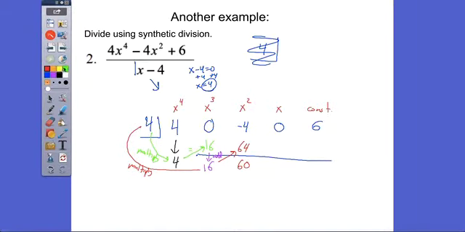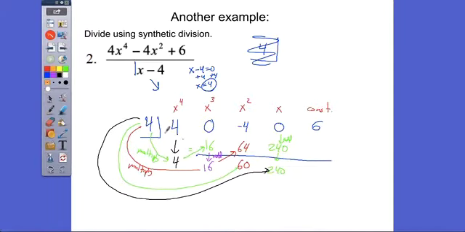And now we perform our multiplication again. 4 times 60 would be 240. Again, we add down, add these two, put the result down here. Again, it's 240. One last multiplication. 4 times 240 is 960. Add those two together, you get 966. Box that off, because remember, that is your remainder.